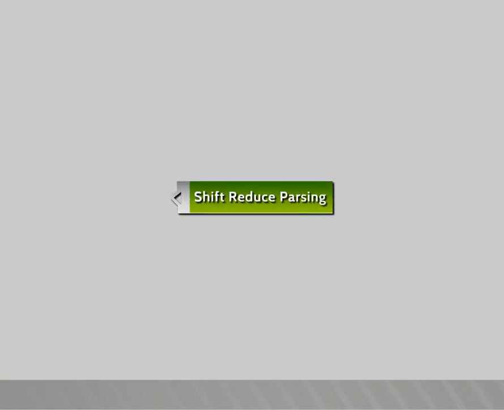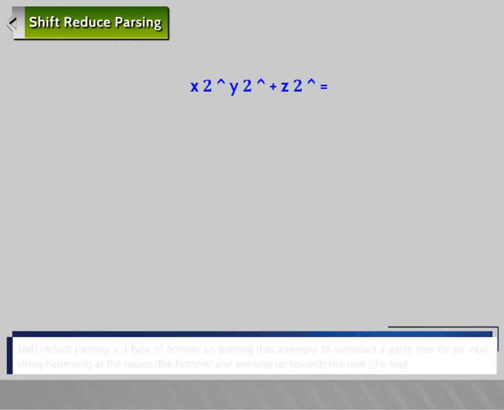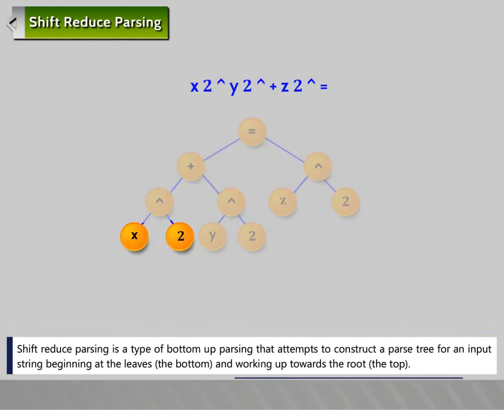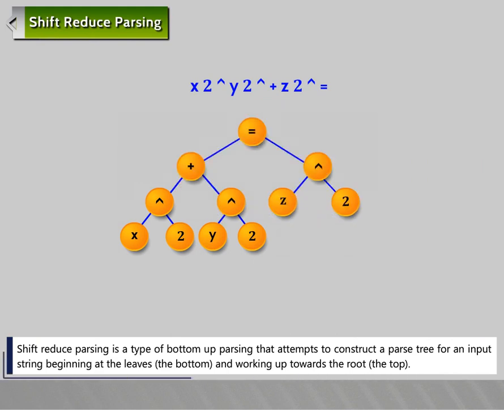Shift-reduce parsing. Shift-reduce parsing is a type of bottom-up parsing that attempts to construct a parse tree for an input string beginning at the leaves, that is the bottom, and working up towards the root, that is the top.